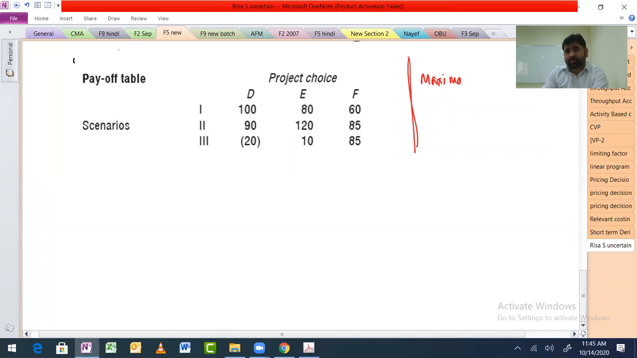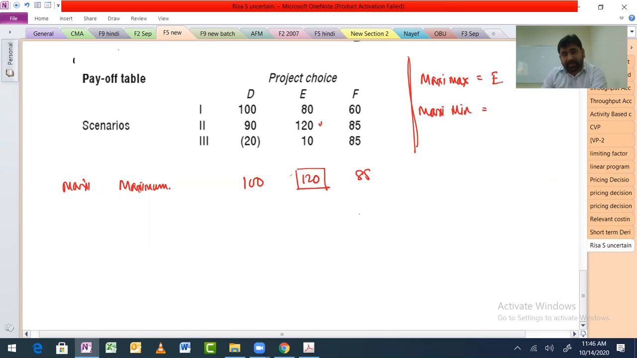Too much positive, right? Maximax. The answer will be the highest number, which is 120. E will be the answer. Still, as per this rule, what are we supposed to do? We find the maximum. The maximum is 100, the maximum is 120 and 85. Now we maximize the maximum. So that will be this one. E is the answer.